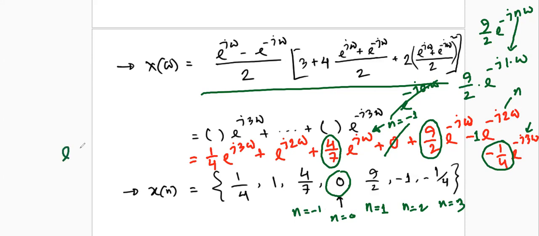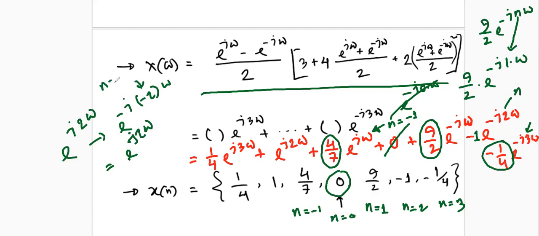Similar to that, if we have e to the power j twice omega, it is equivalent to e to the power minus j minus 2 into omega, isn't it? So it is equal to e to the power j twice omega. What is the value of n in this case? The value of n is equal to minus 2. And what is the coefficient for that? The coefficient is equal to 1. So for n equals minus 2, the coefficient is equal to 1.